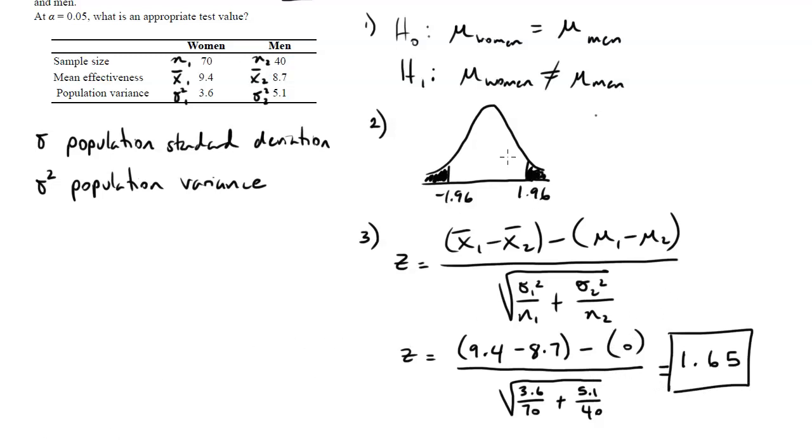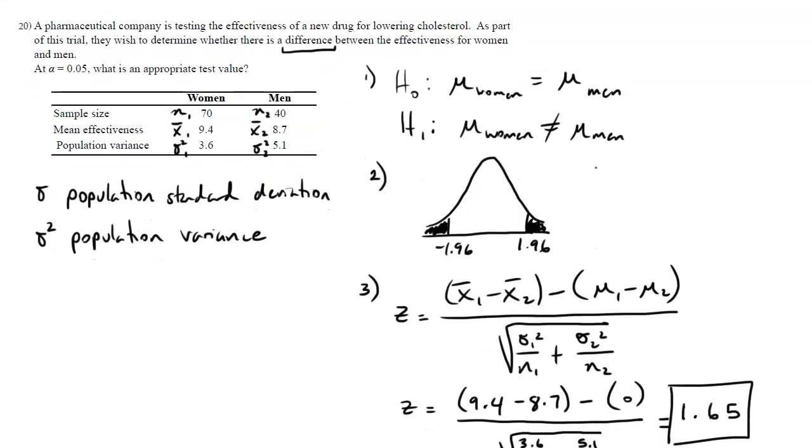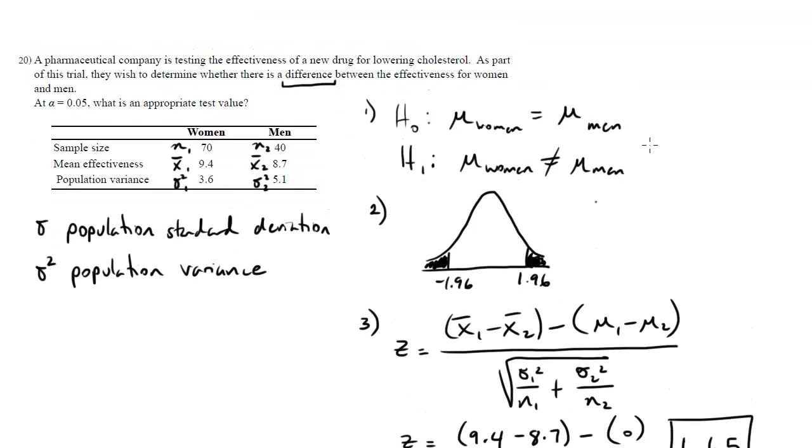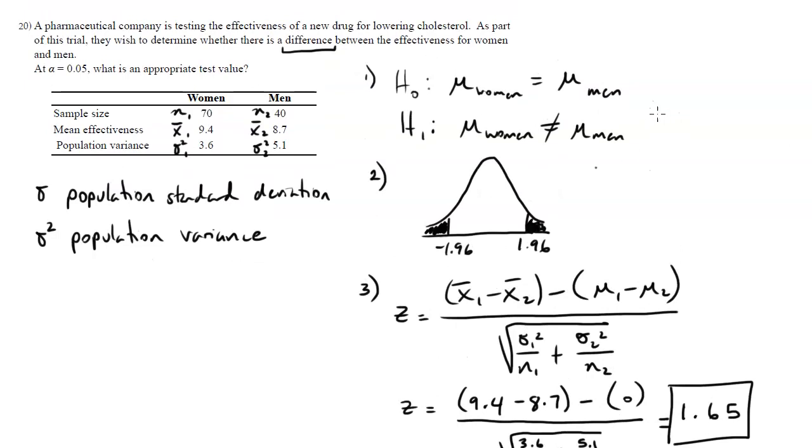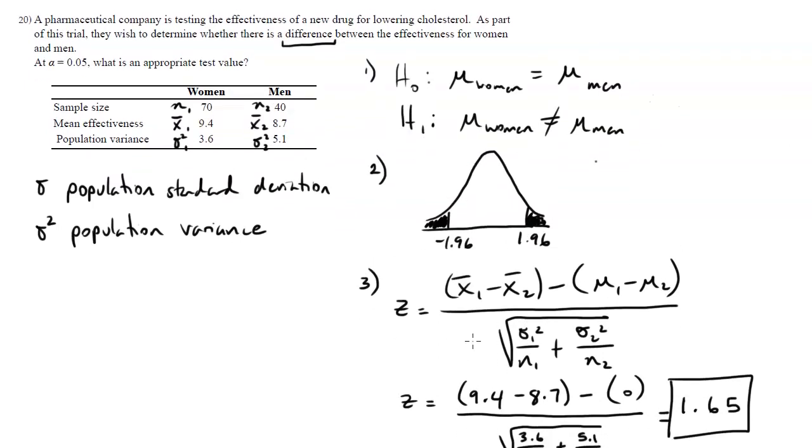And just to go further, that test value is here in the non-rejection region, so we do not reject the null hypothesis. Do not reject the null hypothesis. Hold on. Here's the claim. Oops. Sorry. Okay, forget it. That's the answer.